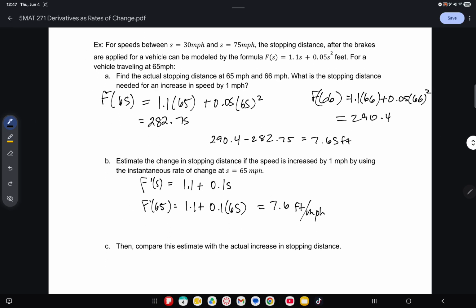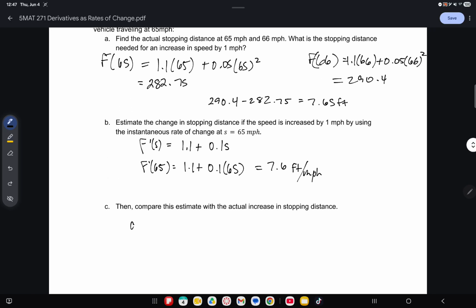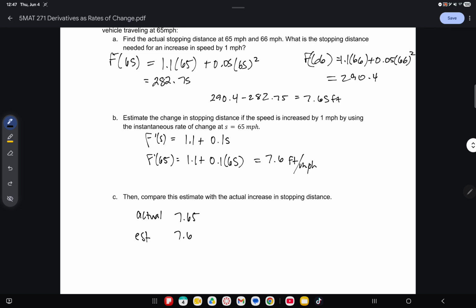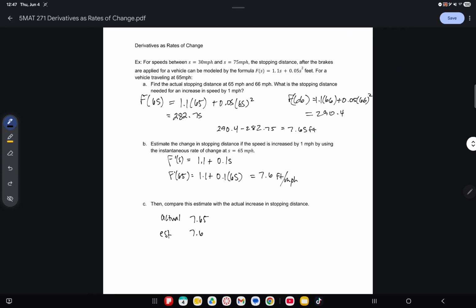And look how close those are. So let's compare. The actual was 7.65 and the estimate was 7.6. So look how close they are. So that's why we can say it's an approximate for that actual increase.